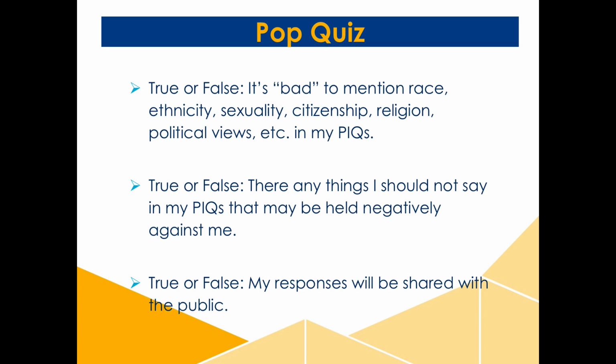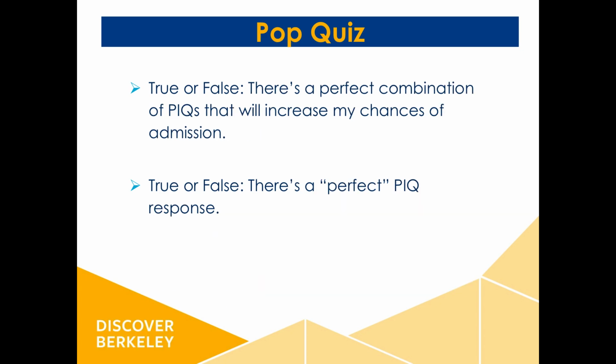Again, your authentic voice, your passion, your genuineness. There's a perfect combination of PIQs that will increase my chances of admission. Again, false, right? There is no combination of what questions you choose, and then that there's a perfect PIQ response. The perfect PIQ response is the one that you feel most comfortable saying, I've told my story. There is no perfect PIQ. There's nothing that I can say that will tell you this PIQ is perfect because only you know your story. The only story that I can tell you with perfection is my own. And that's the same thing with you all. So there's never going to be a perfect PIQ. So don't strive for the perfect PIQ. Strive for the most effective one that provides the most context.